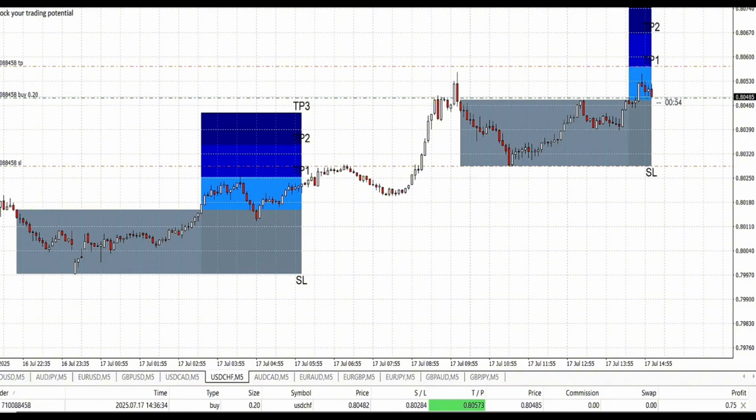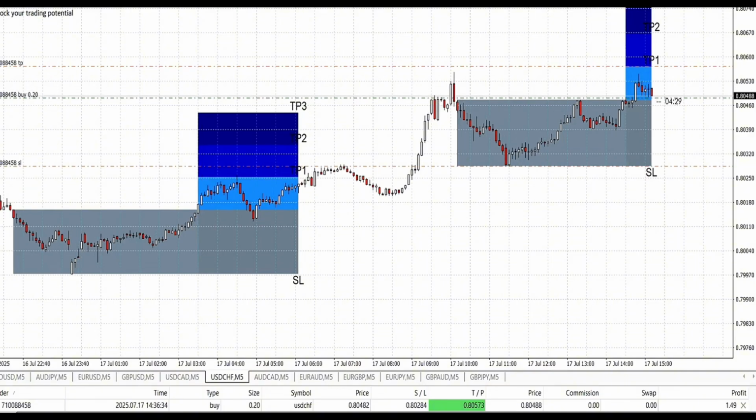So let's jump into the charts and get started. As you can see on the screen, I've placed a buy trade right after getting the buy signal from the indicator. No confusion. Just followed the signal and entered the trade. For this trade, I've selected Take Profit Level 1, which is the safest target for a quick win.